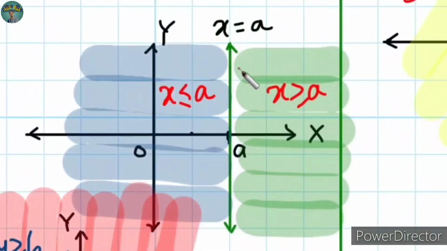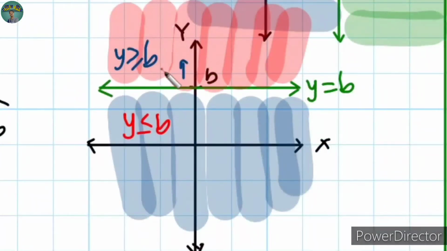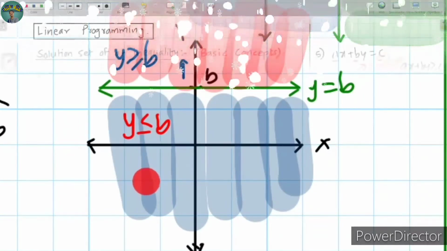In general, for a vertical line, the right side represents greater than values and the left side represents less than values. For a horizontal line, the upward side represents greater than values and the downward side represents less than values.